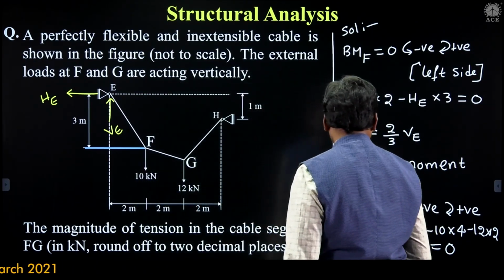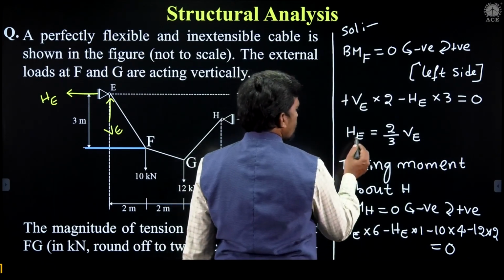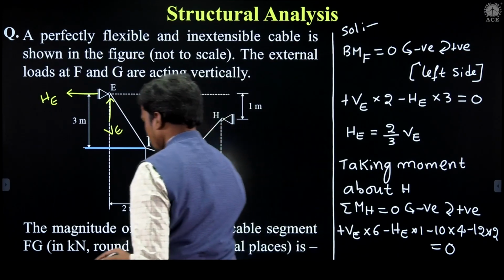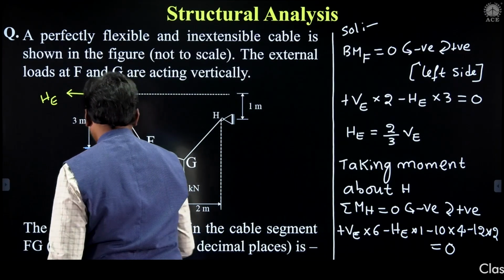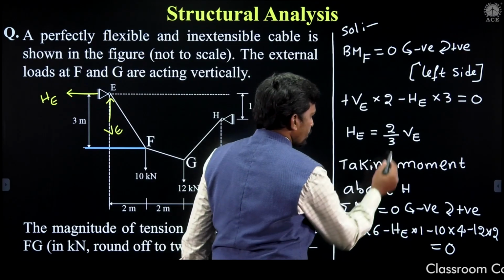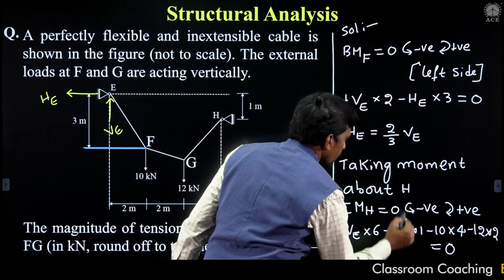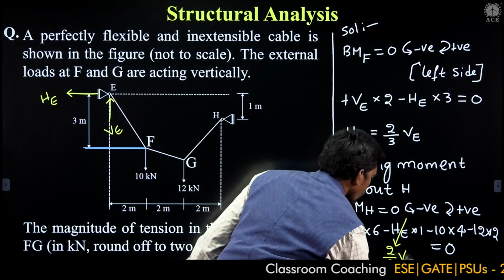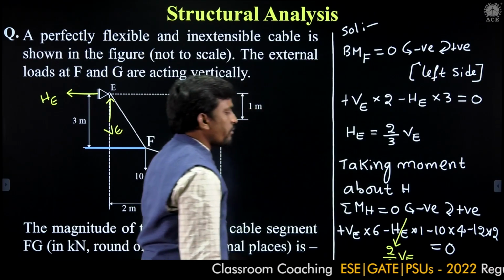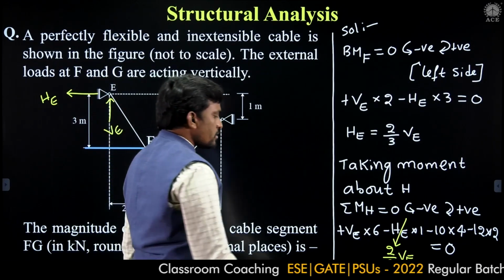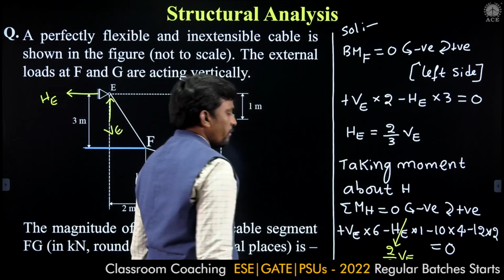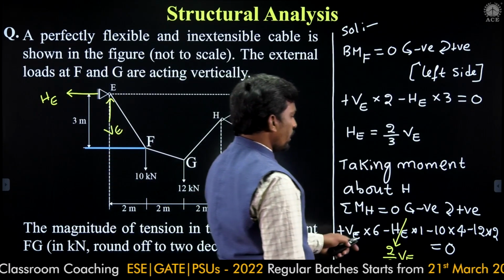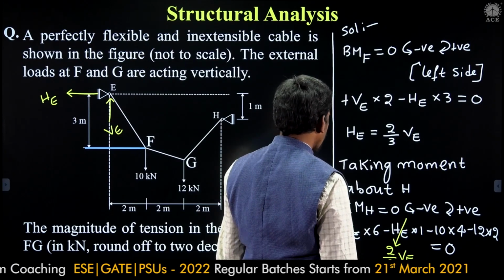In this equation, two unknowns are there, right? What is HE here? 2 by 3 VE. So in place of HE, substitute 2 by 3 VE. Then solve this equation and find the value of VE.